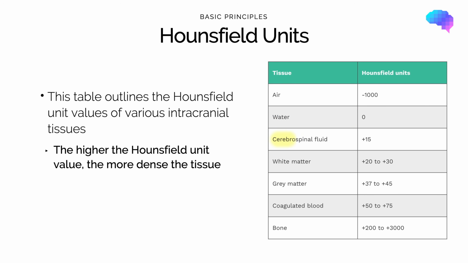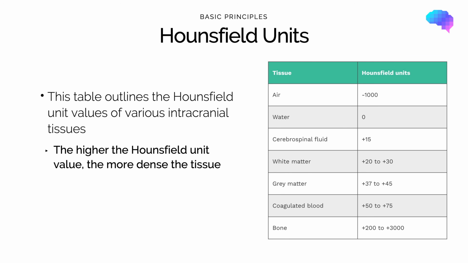Then CSF, which is slightly more dense just because it has things like proteins, electrolytes and other things in it, so it's more dense than water. Then we have white matter, which is between 20 and 30. Grey matter, which is more dense again at around 37 to 45. Then we have coagulated blood, so blood that is clotted, which will be even more dense than the brain parenchyma, which comes in at +50 to +75. And then by far the most dense tissue we can see is bone, which can be as dense as up to 3000 Hounsfield units.